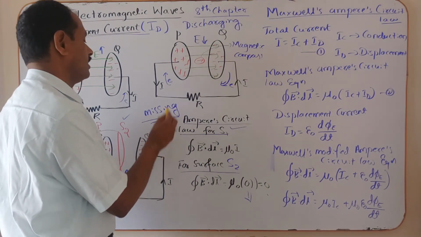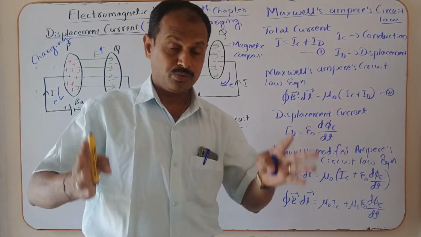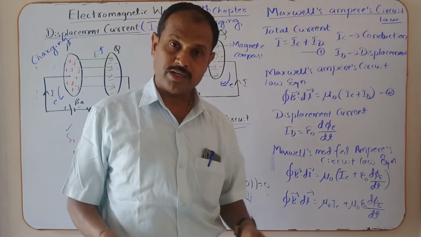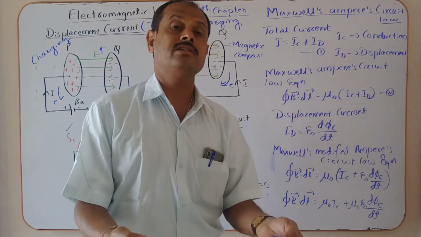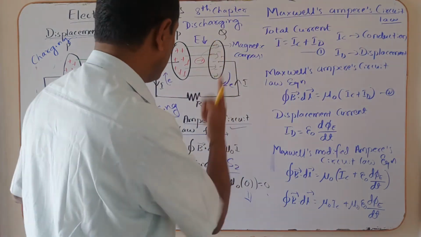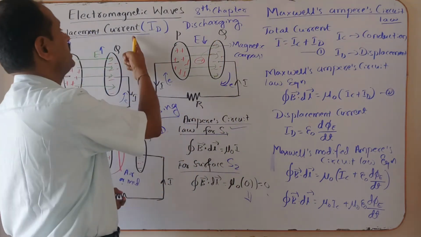The current which is developed between the two plates of the capacitor during charging and discharging of the capacitor, that current is called displacement current.